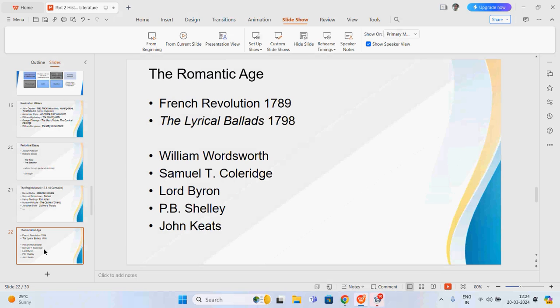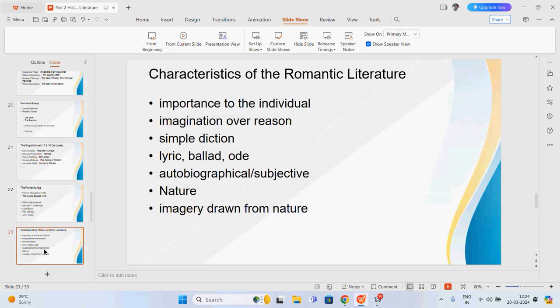So we can say that the Romantic Age in English literature was ushered in with the publication of the Lyrical Ballads in 1798 by William Wordsworth and Samuel T. Coleridge. A few other romantic poets are given there on your screen: Byron, Shelley, Keats.